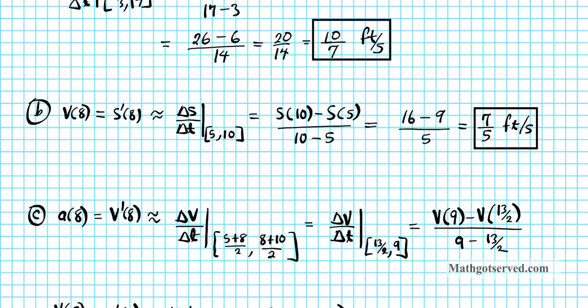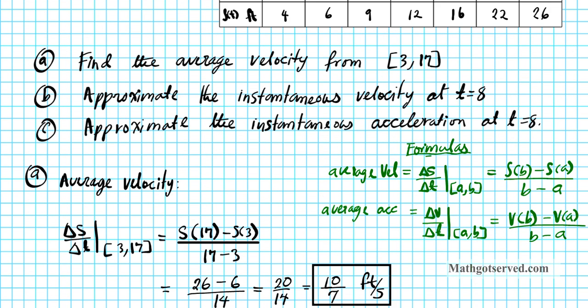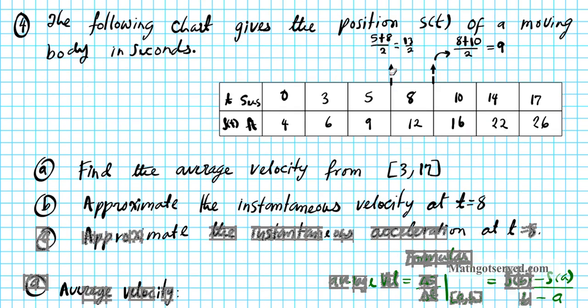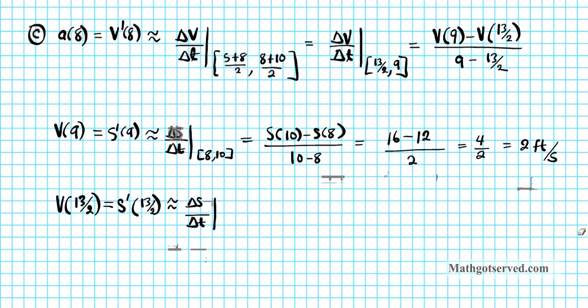So let's go back to the chart. We're working around 13 over 2, which is this boundary right here, so we're going to be going from 5 to 8, to calculate the slope of that secant line. So the interval will go from 5 all the way to 8. All right, let's try that again, 5 to 8.